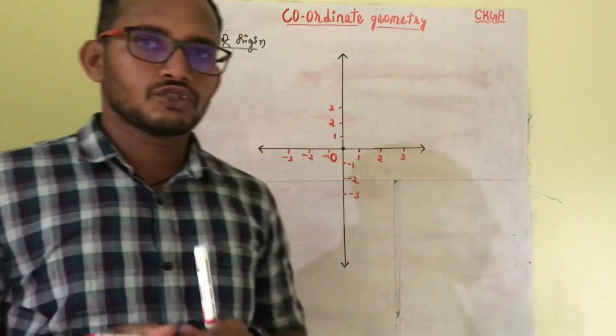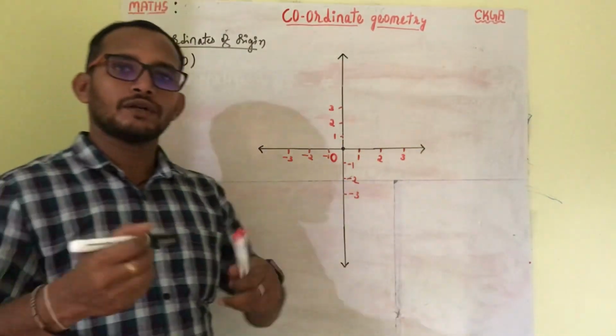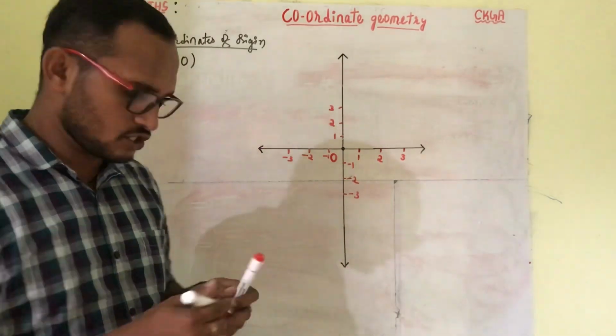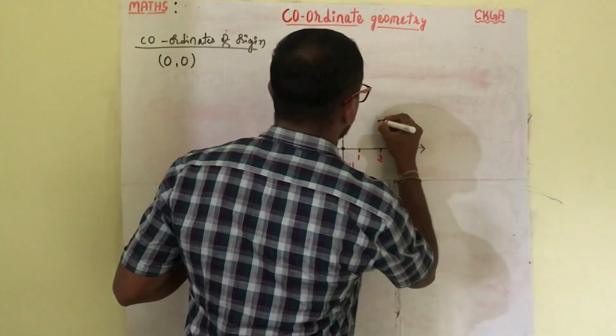Now, we already learnt about plotting a point on a Cartesian plane. Suppose I place a point on a Cartesian plane, imagine I placed a point here.